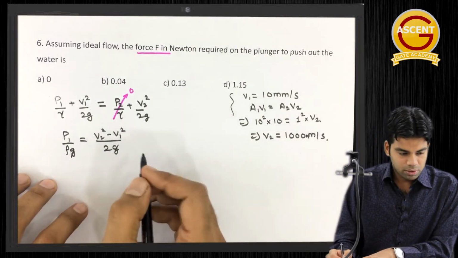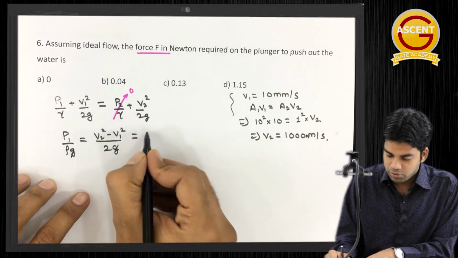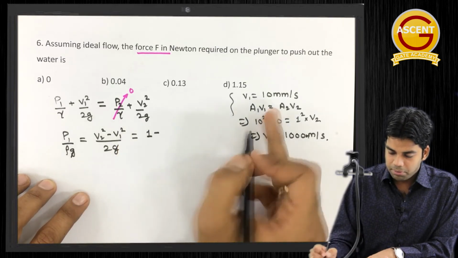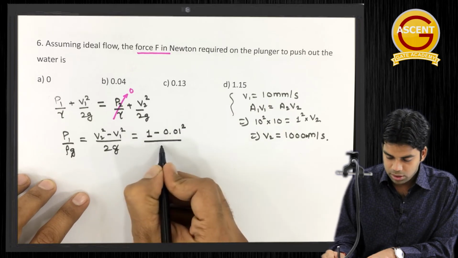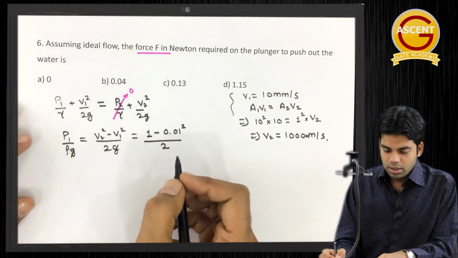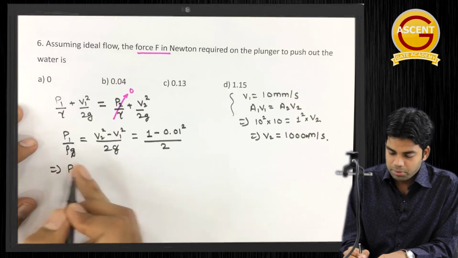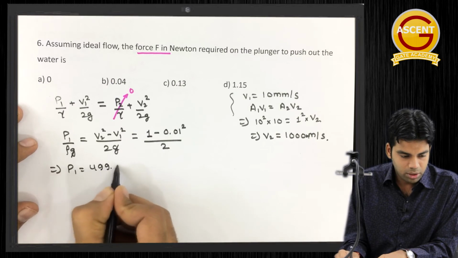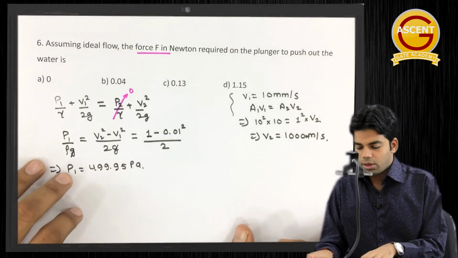Getting this? So just put the value. V2 is 1000 mm per second, in terms of meter per second, 1 meter per second, minus V1 is 10 mm per second, in terms of meter per second, 0.01 meter per second, divided by 2. Getting this? So this P1 from here, with rho equal to 1000, will be equal to 499.95 Pascal. So we got the value of this pressure.